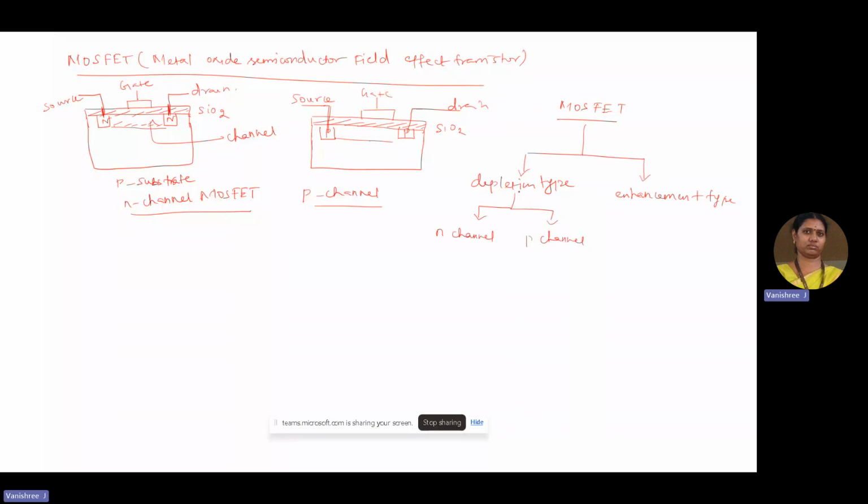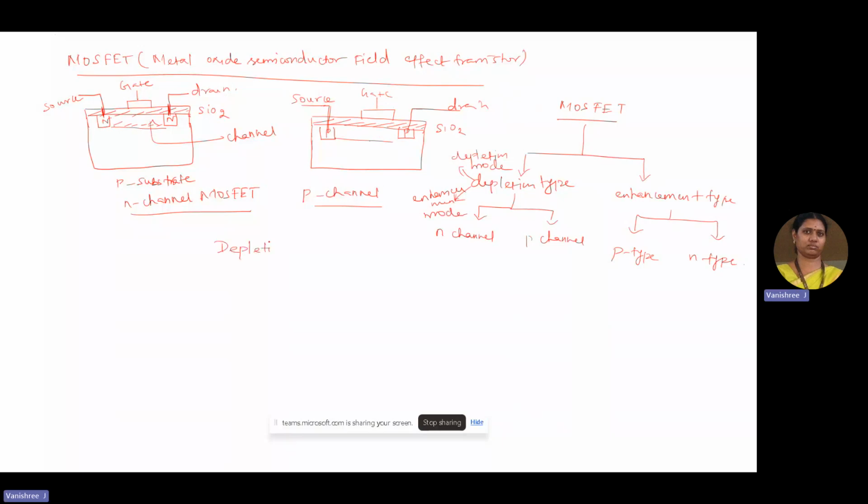And this depletion type MOSFET has two modes of operation. One is depletion mode and the other one is enhancement mode. Coming to the enhancement type MOSFET, again, it is of P type and N type. So first, let us see in detail the working principle of the depletion type MOSFET.